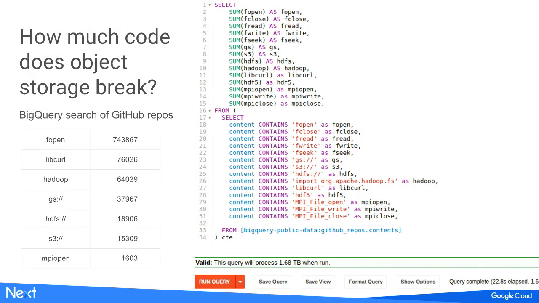So to give you an idea of the relative importance of these different interfaces, we used Google BigQuery with the public GitHub repo database and ran this SQL query to show how often these various interfaces show up in the code on GitHub. So fopen showed up about 740,000 times. All of the rest of these interfaces are less than 10% of that. So 90% of the code out there is going to be using a POSIX interface and expect a file system.